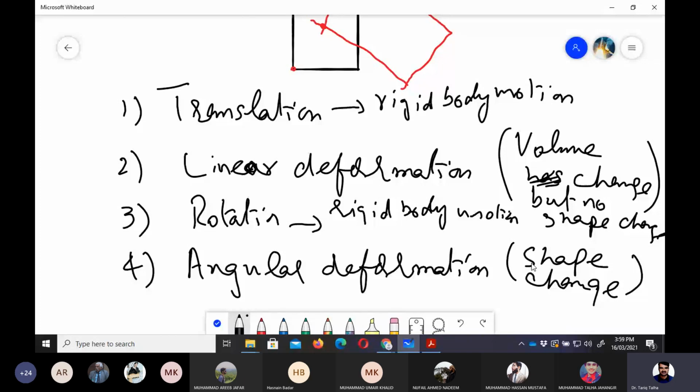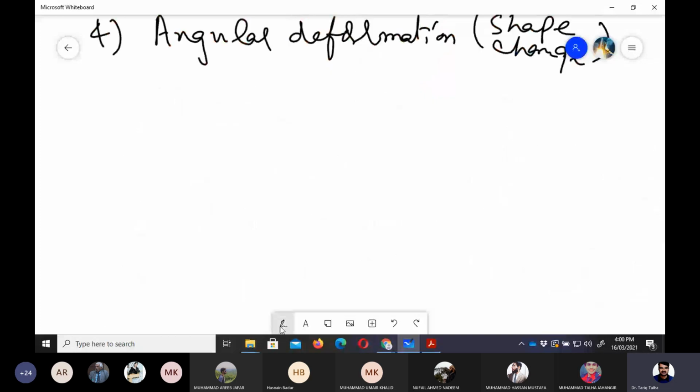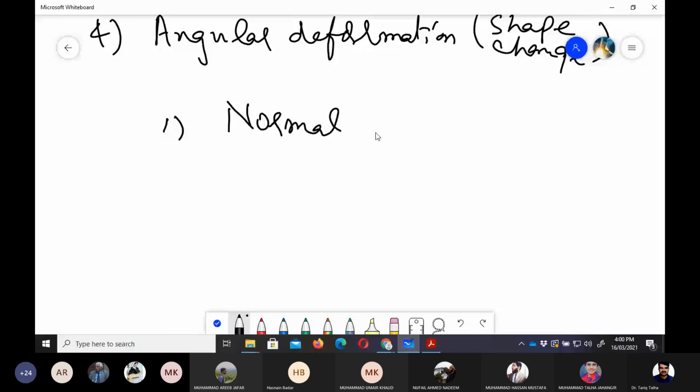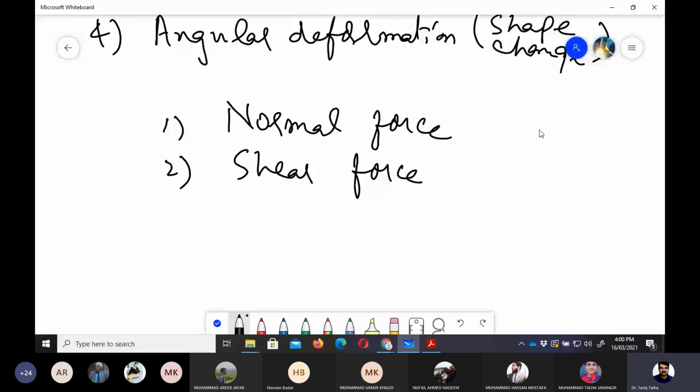Now, what kind of forces are there which can create these kinds of deformation? There are basically, in nature, or for fluid mechanics, two types of forces. One is, if you remember, normal force, and one is shear force. Shear force and normal force are the forces which create these deformations.